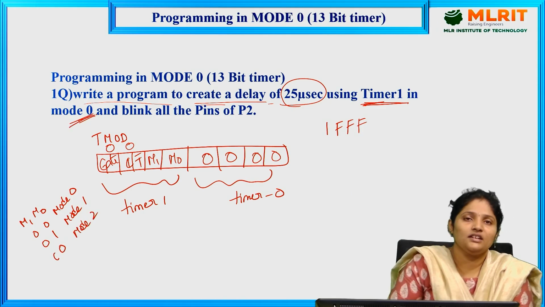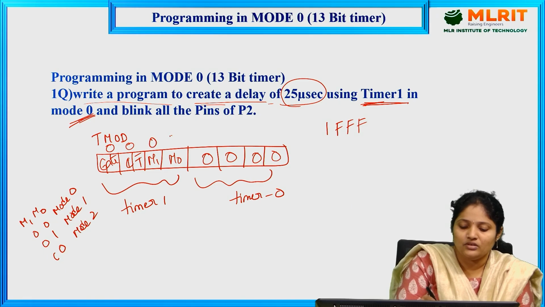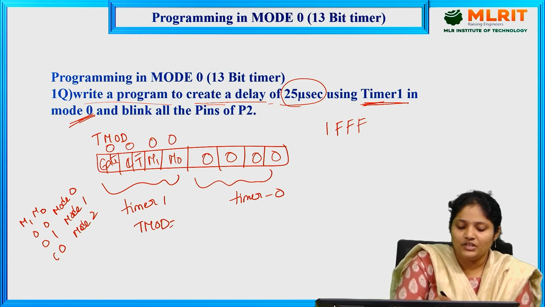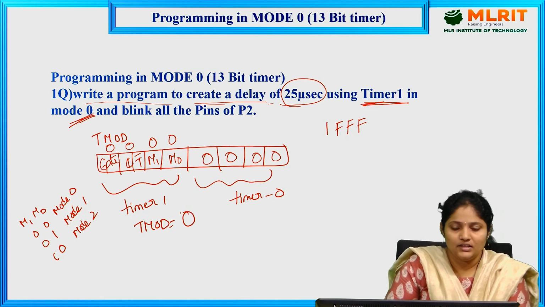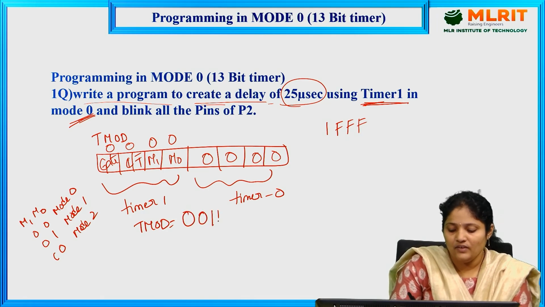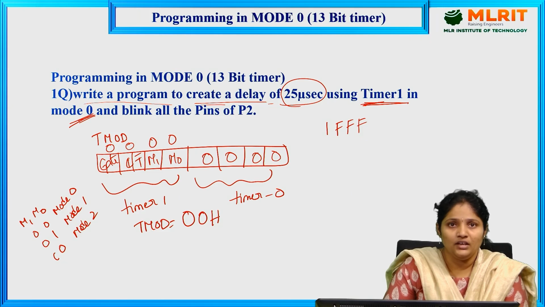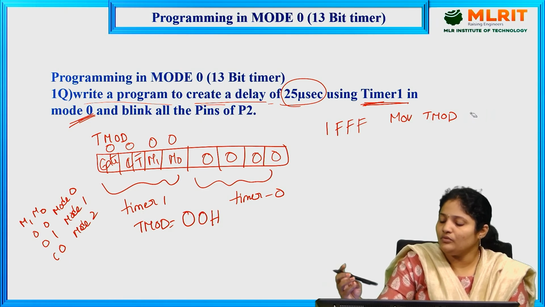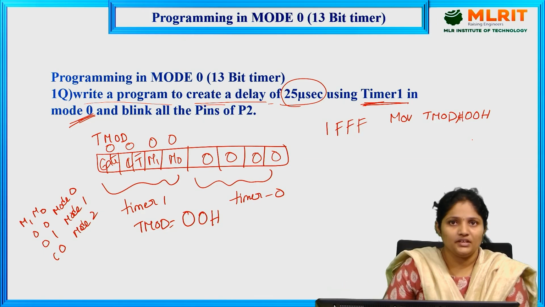Here they mention that it is mode 0. So those two values are all 0. So what is the value we need to keep in the T mode register? 0000 means hexa equivalent 0, and all zeros means hexa equivalent 0. So the T mode register that we need to fill is 00H. So keep it aside: move T mode, comma, #00H, hash to represent it is a value.